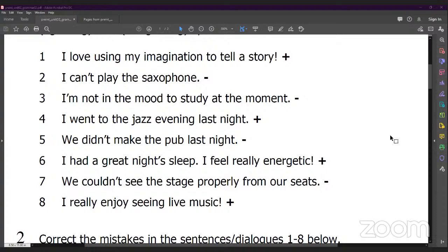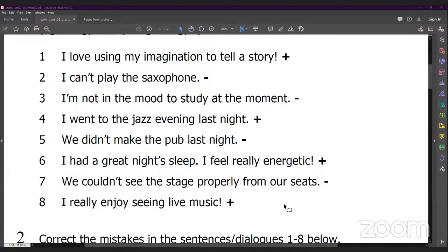No, so am I. No, it's not the verb to be. Ahí no hay verbo to be en la 8. It's not so am I. No, it's not so am I. It's not the verb to be. The number 8 is so do I. I really enjoy seeing live music. So do I. The verb is enjoy. It's not the verb to be.